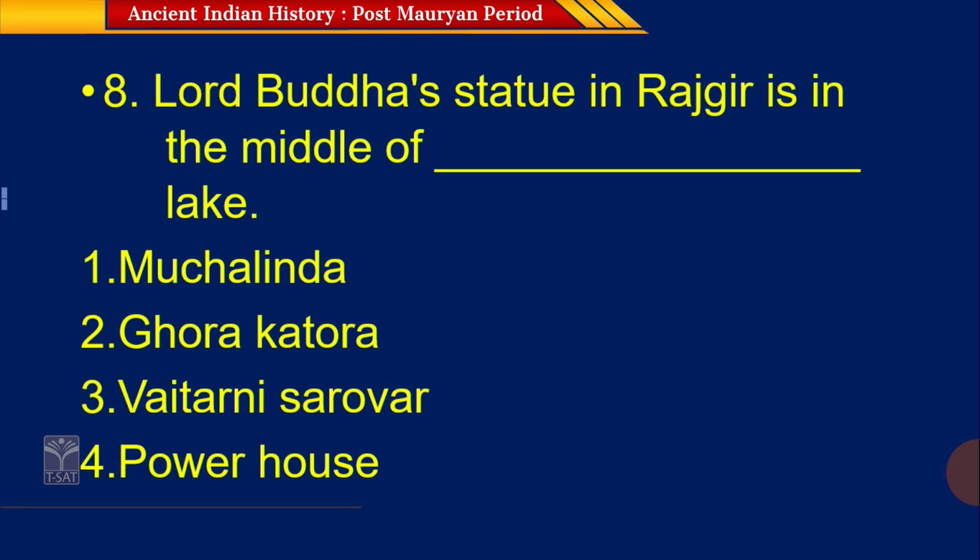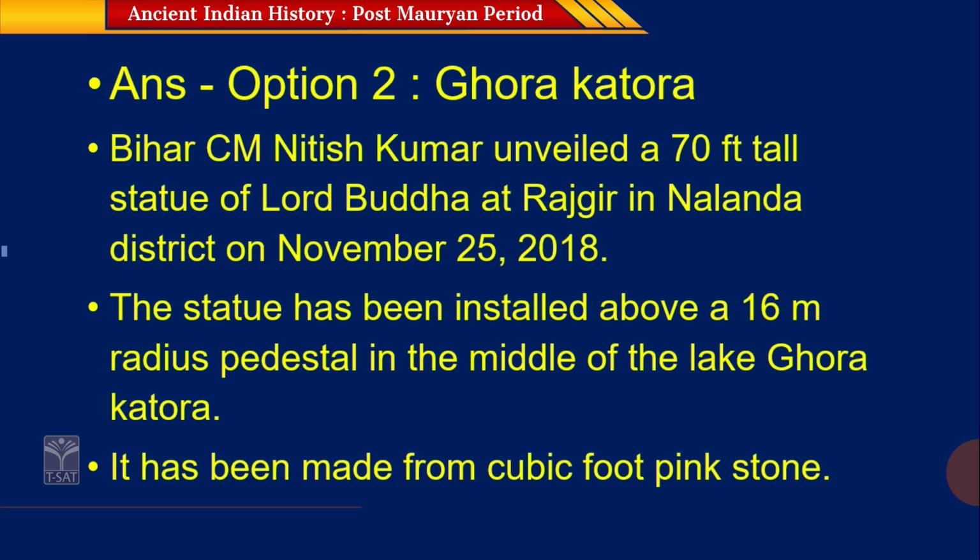Next question. Lord Buddha's statue in Rajagriha is in the middle of dash lake. Muchalinda, Ghorakatora, Vaitarani Sarovar and Powerhouse. Now this is basically a question coming directly from recent current affairs. It was actually Ghorakatora. Bihar CM Nitish Kumar unveiled a 70 feet tall statue of Lord Buddha at Rajagriha in Nalanda district on December 25th, 2018.